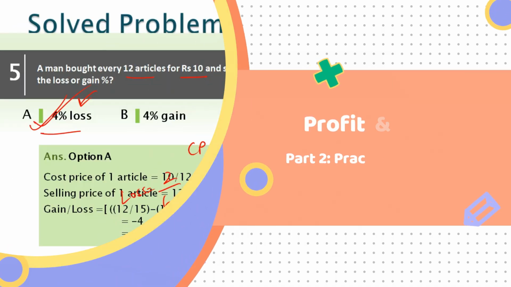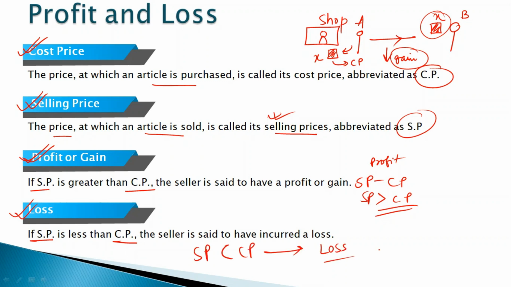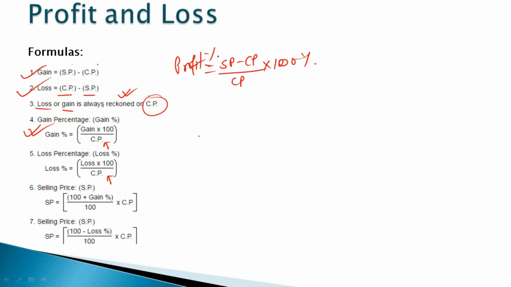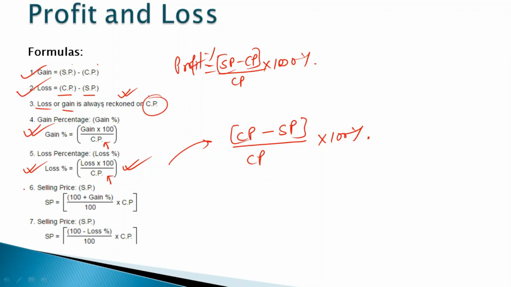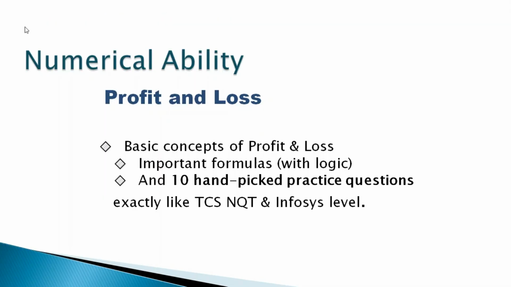In the last lecture, we studied different concepts of profit and loss, different definitions and important formulas which will help us in practicing the problems. We also practiced 5 problems on profit and loss which generally come in the TCS NQT, Infosys or Wipro kind of exams. In this lecture, we will practice 5 more problems based on different varieties and different types which generally come in the exams.